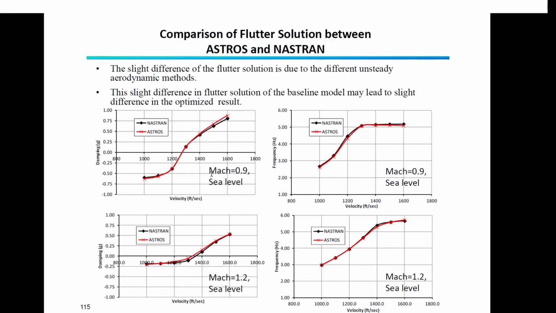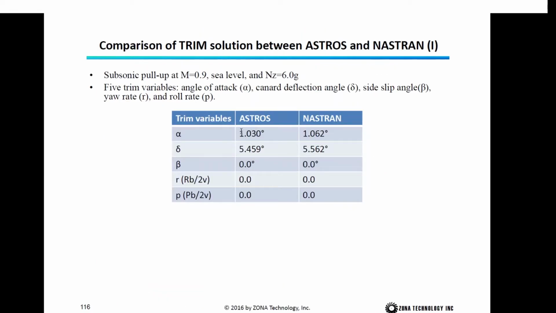The first one is Mach 0.9 sea level, and this is the damping, then this is the frequency. This is Mach number 1.2 sea level, this is the frequency, this is the damping. So they have a very slight difference. The slight difference in flutter solution is due to the different unsteady aerodynamic method. The slight difference in flutter solution of the baseline model may lead to slight difference in the optimized result.